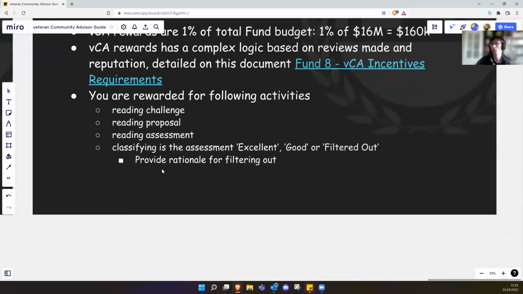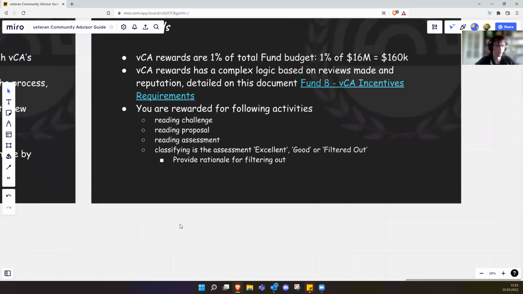then you classify it. Is it excellent, good, or filtered out? And if you're filtering out, you have the option to provide a rationale, to say why you filtered it out, and this helps us as a community to improve that entire life cycle itself. Like, okay, what could we do to make it more clear so that these kinds of assessments are not done in future, or how could we automate away these kinds of complications, which a VCA shouldn't have to do.